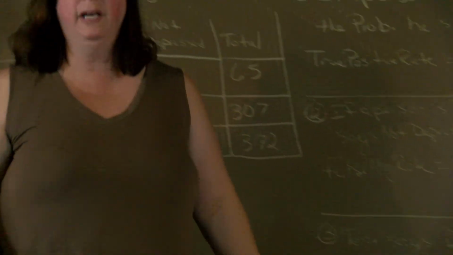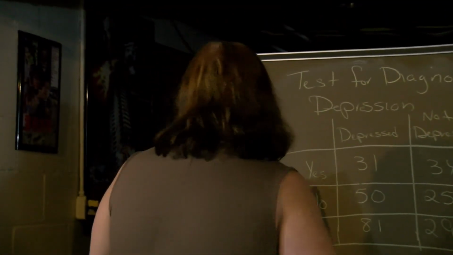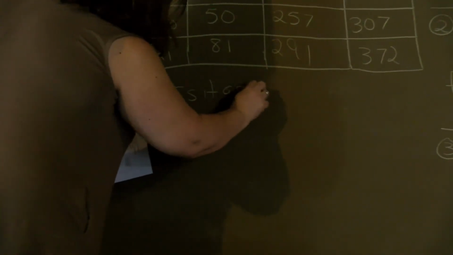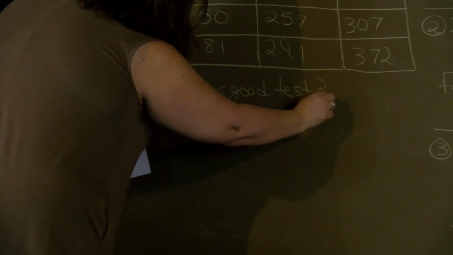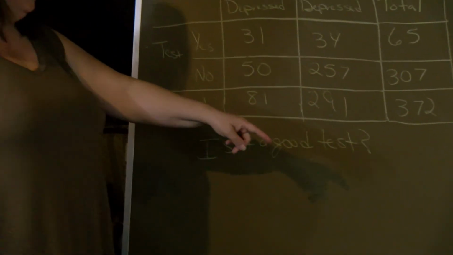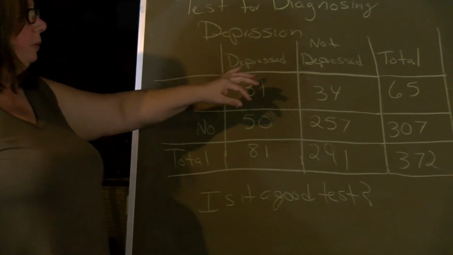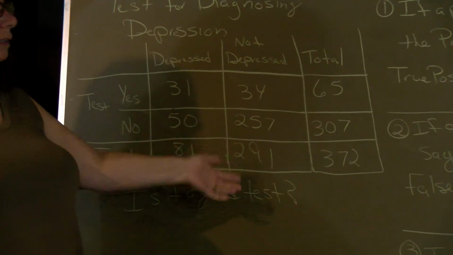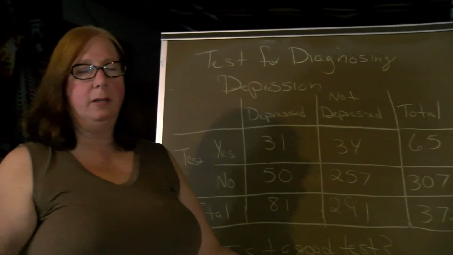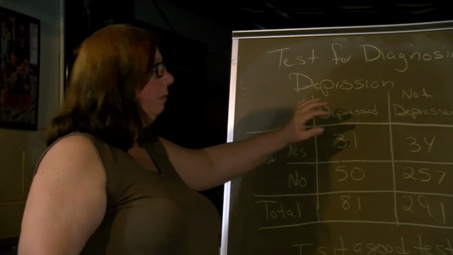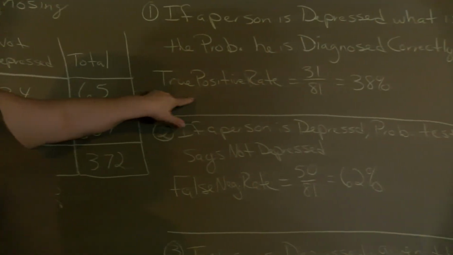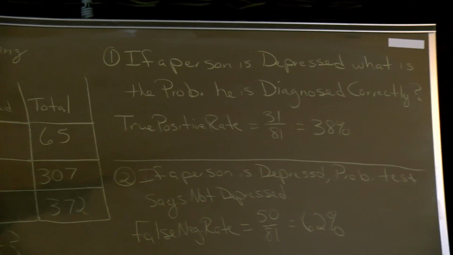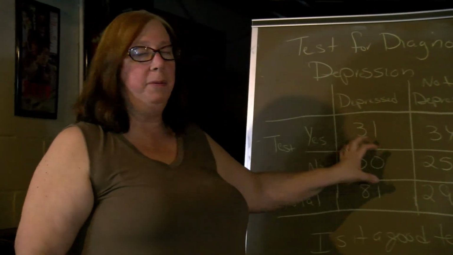And that's one thing we want to look at when we're seeing if the test is good enough. Well, one thing we're concerned with is if somebody is not depressed and the test tells them they are, that wouldn't be good. But it's only 12% of the time, so it doesn't sound too bad. But then when you look at the true positive rate, the people who are depressed, only 38% of them are getting the help they need. So they probably need another test.